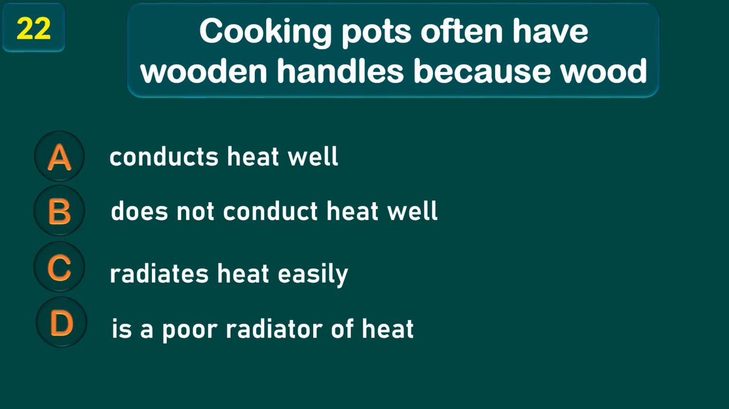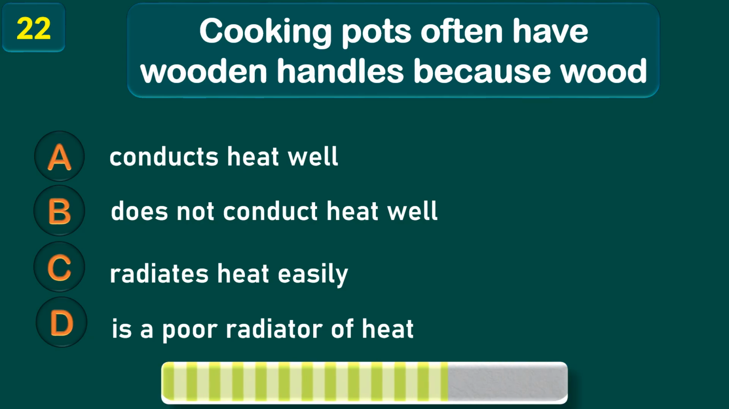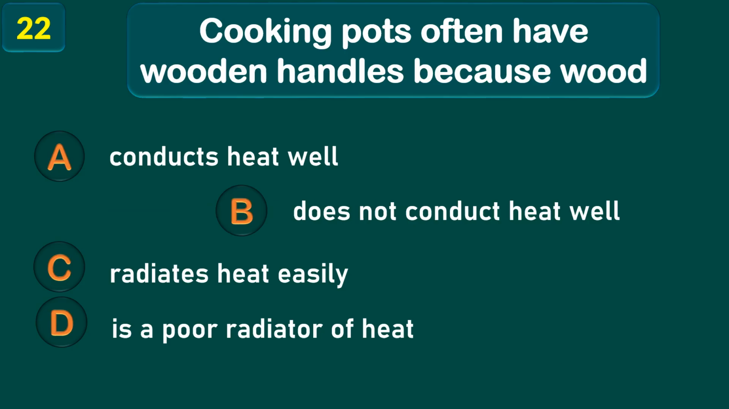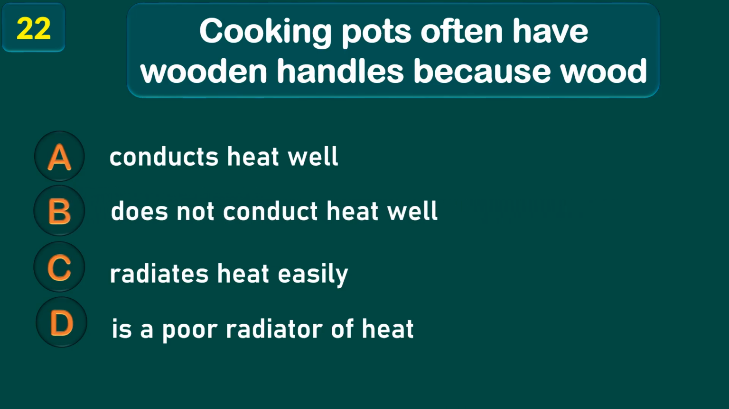Cooking pots often have wooden handles because wood, A. conducts heat well, B. does not conduct heat well, C. radiates heat easily, D. is a poor radiator of heat. Answer: B. does not conduct heat well.